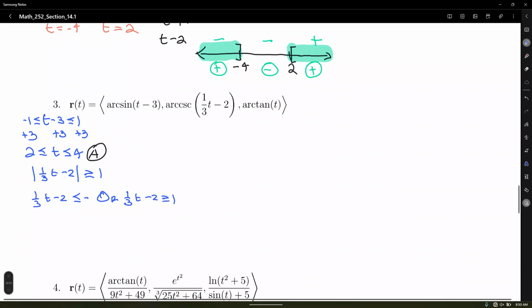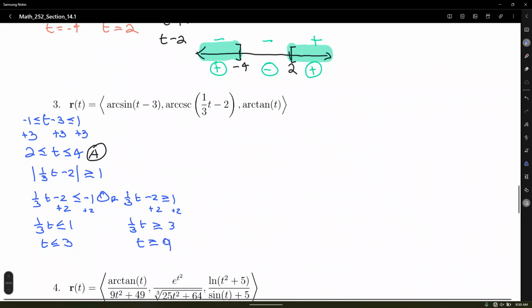Oh, this is less than or equal to -1, by the way. Right? And the other one greater than or equal to 1. Let's solve each individual inequality here. Add 2 to both sides. That's 1/3 t less than or equal to 2 minus 1, that equals 1, and t less than or equal to 3. For the second inequality, add 2 again. That gives 1/3 t greater than or equal to 1 plus 2, which equals 3. Multiply both sides by 3. t is greater than or equal to 9.